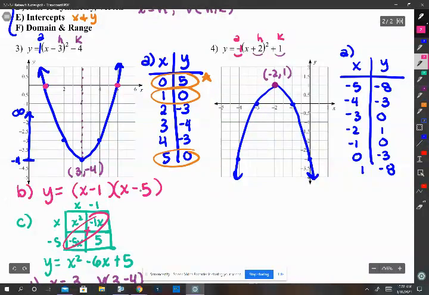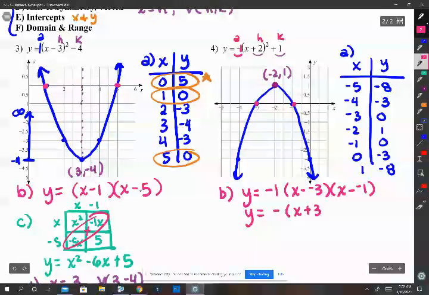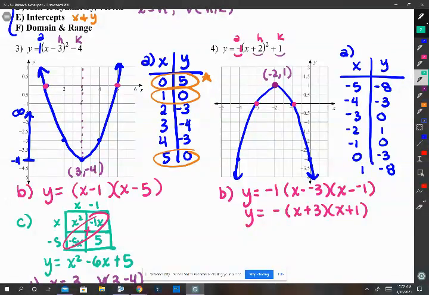So again, as I look at B, remember that your intercepts are here and here. So when I go to put it in intercept form, I'm going to have negative because A is a negative 1. And then we have x minus negative 3 and x minus negative 1. So when I go to simplify that, I'm just going to get negative, x plus 3 and x plus 1.